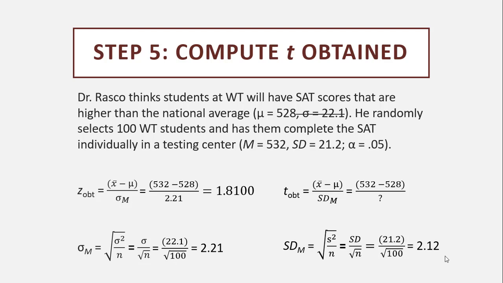So formula-wise, you can see if you look left to right, basically it's the same formula. The only difference is where is that variability coming from? Now the variability is coming from the sample, not the population. We're then going to put that 2.12 in here and we'll calculate t obtained. So in this case, t obtained is 1.8868. Very, very similar. The only thing we have to do is remember that our source of variability is now the sample, not the population.